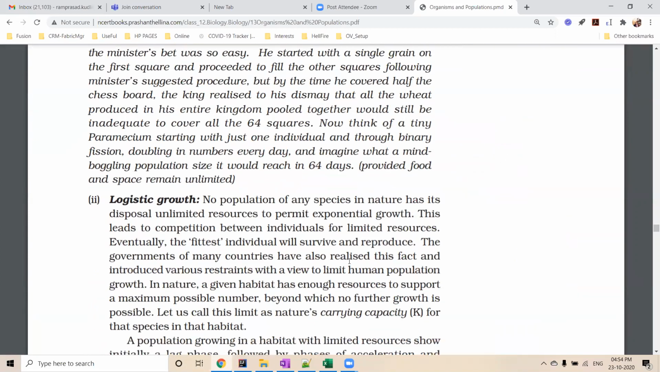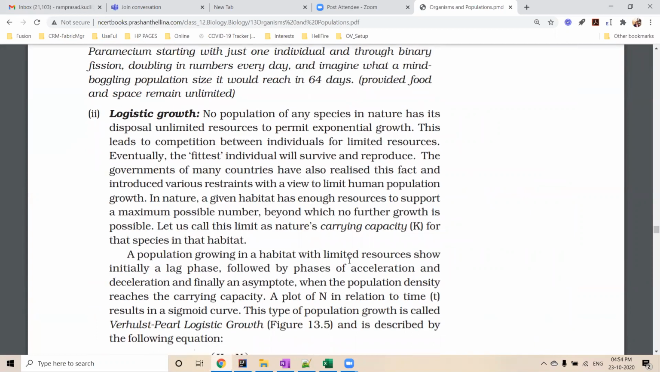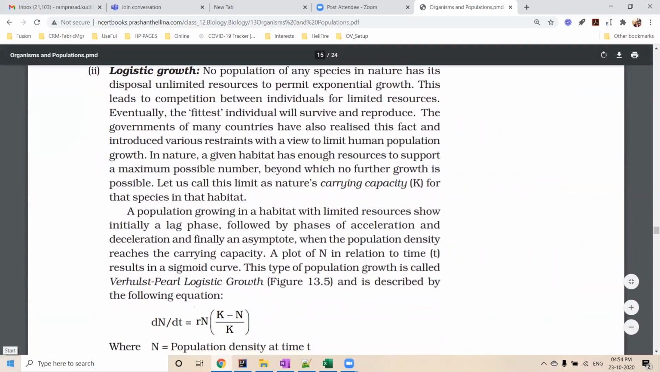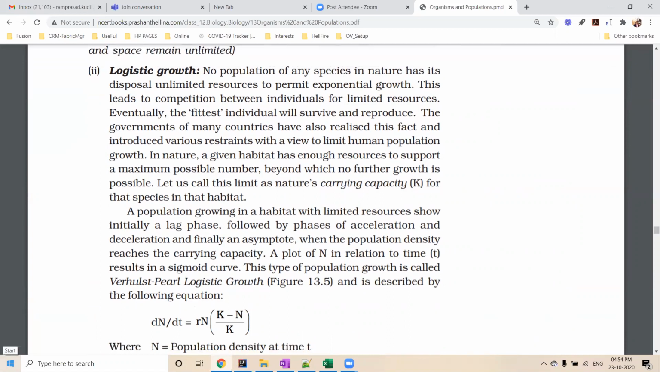Next one, logistic growth. What is logistic growth? We also know exponential growth is not possible all the time. There are some limiting factors, there is some carrying capacity. No population of any species in nature has at its disposal unlimited resources to permit exponential growth. We also know exponential growth is not possible all the time, which results in competition between individuals for limited resources.